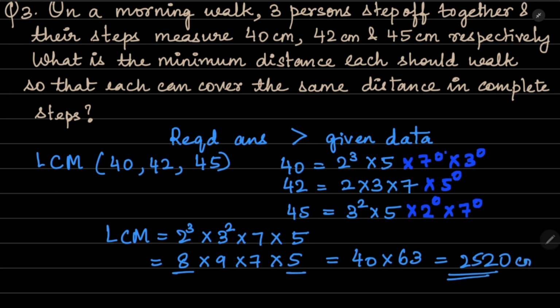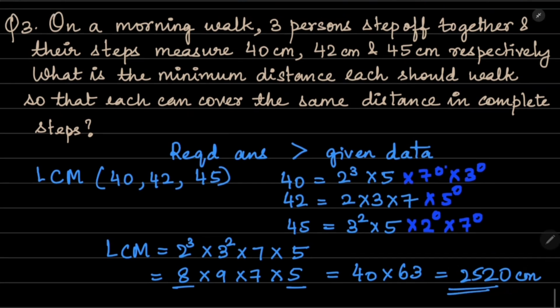The unit is centimeter. So they'll have to walk a minimum of 2520 centimeter. Why? Because the given data is in centimeter, so the answer is also in the same unit. The minimum distance that each of them should cover, such that all the three are covering the same distance in complete steps, is 2520 centimeter.